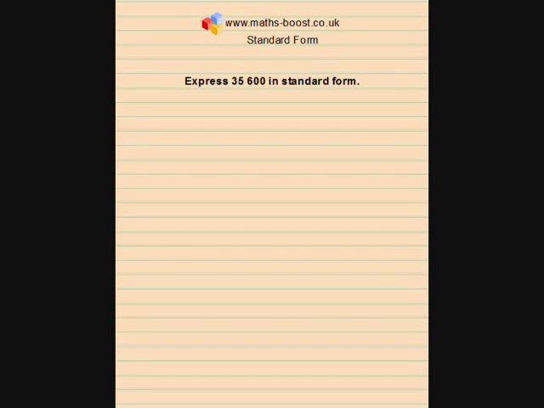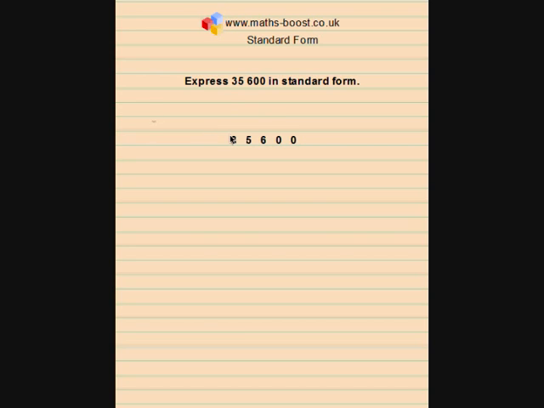We're just going to look at standard form and how we would actually change an ordinary number such as this into a number written in standard form. The first thing I'll say, it's important to realise it's going to be the very same amount, it's just written in a different way. So if you were expecting to receive £35,600, when I write it in standard form, it will still be £35,600 that you're getting. It's just written in a different way.